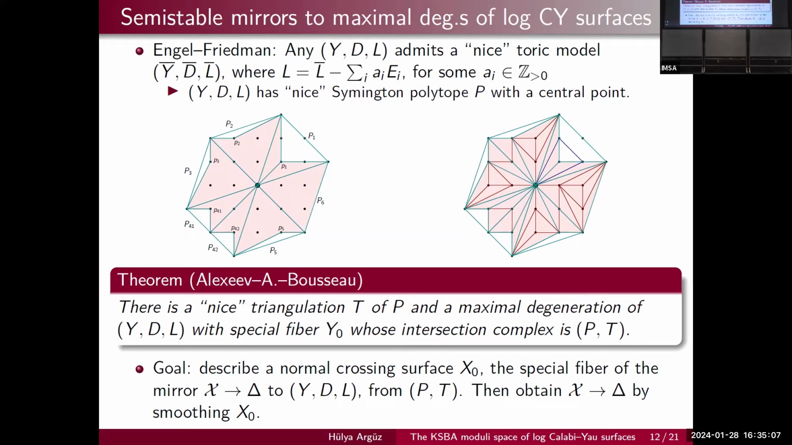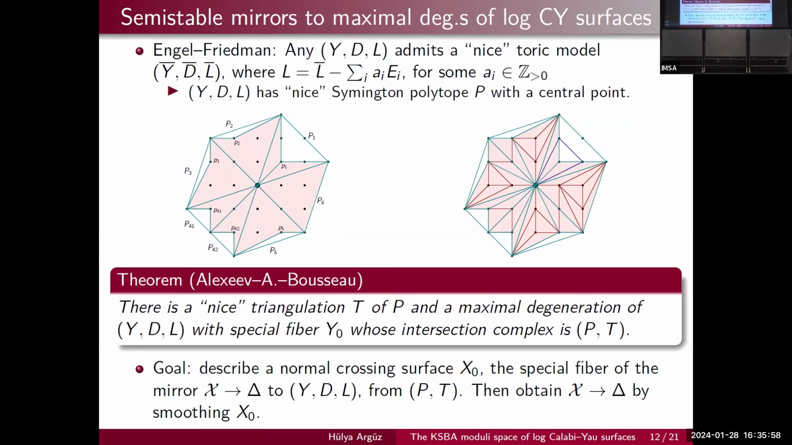We first use a previous result of Engel and Friedman, who say that any Calabi-Yau surface admits a nice toric model, (Y', B') to (Ȳ, B̄, L̄), up to corner blowups, where L can be obtained as L̄ minus some a_i E_i, where the a_i are integers. By toric model, we particularly mean that they describe in their paper that you can obtain the associated integral affine polytope of your log Calabi-Yau surface as a polytope which you obtain from the toric polytope of a toric variety.